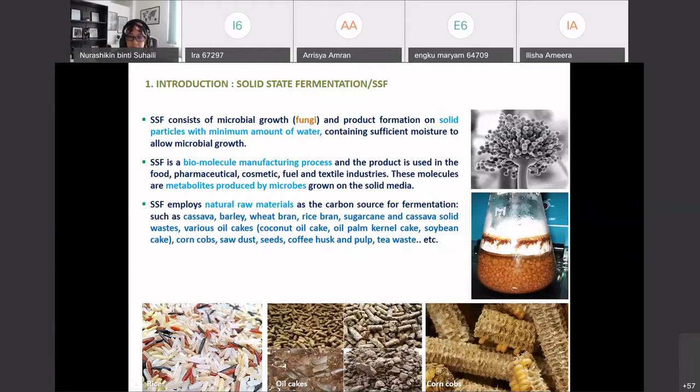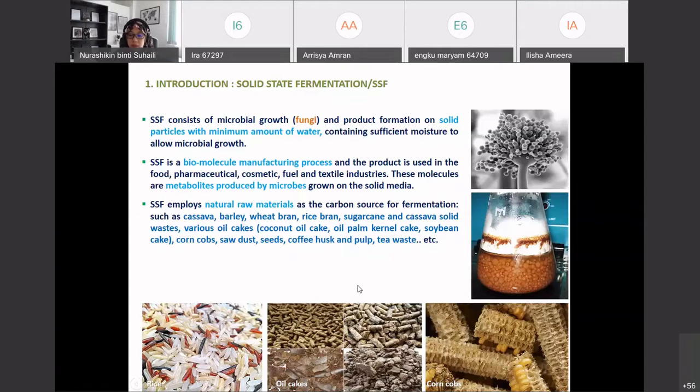It has a certain amount of moisture in order to allow microbial growth, okay? And how much water is needed? It depends on the microorganism. Certain microorganisms need this amount of water, and certain microbes need a different amount of water, okay? SSF is a biomolecule manufacturing process, and the product is used in the food, pharmaceutical, cosmetic, fuel, and textile industries. Okay, similar to liquid fermentation.